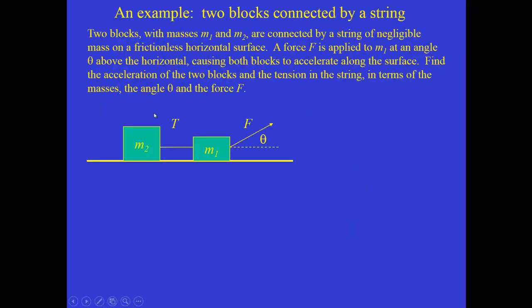And here's an example that I'll just read and then pause the video and then solve using my sketchpad. 2 blocks with masses m1 and m2 are connected by a string of negligible mass on a frictionless horizontal surface. A force F is applied to m1 at an angle theta above the horizontal, causing both blocks to accelerate along the surface. Find the acceleration of the two blocks and the tension in the string connecting them in terms of the masses, the angle theta, and the force F.